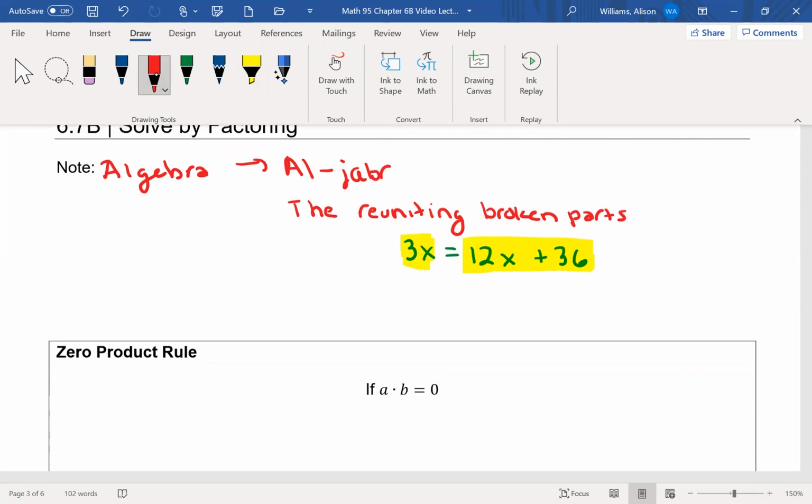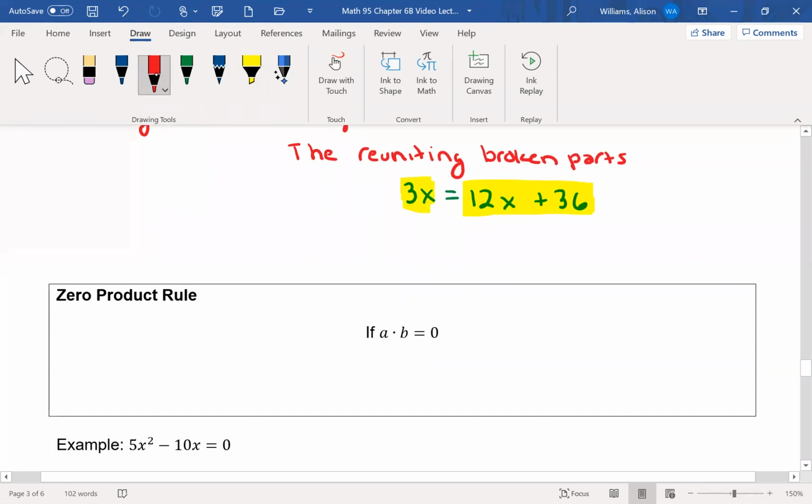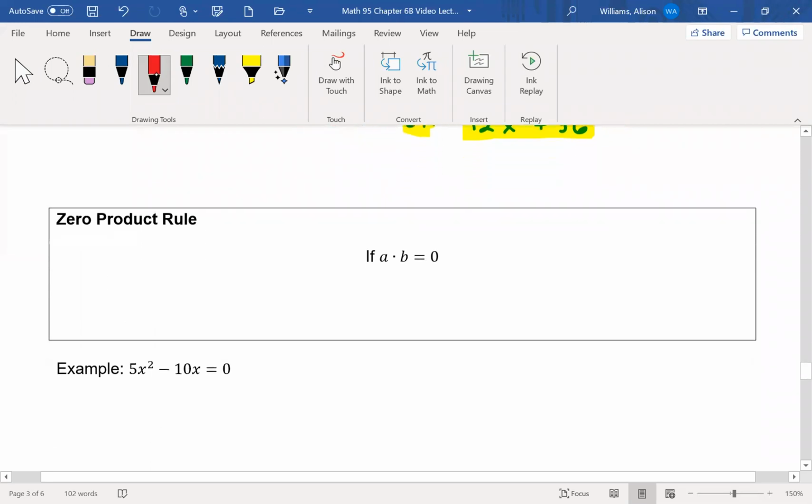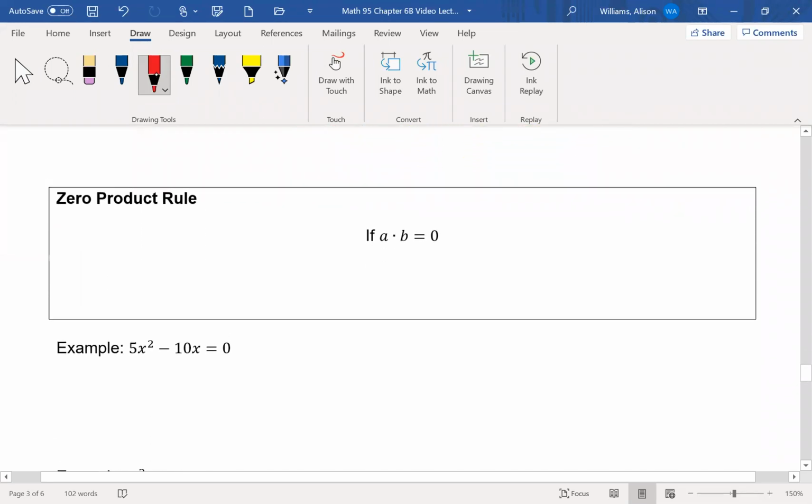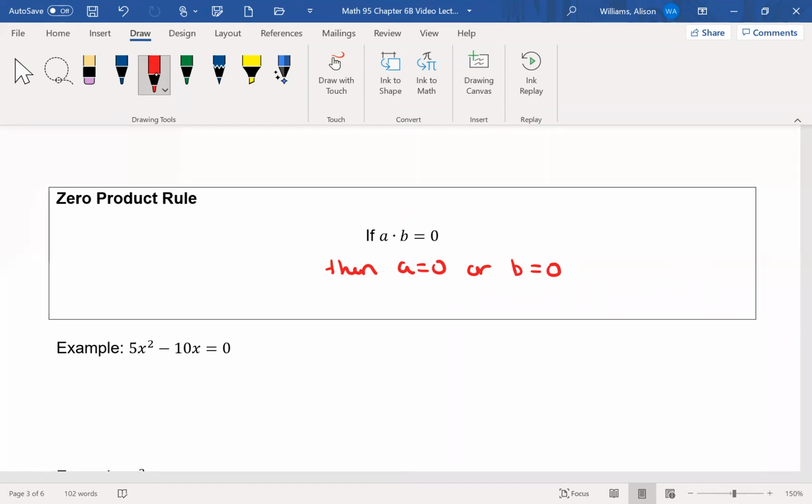Before we do that, we have to learn something called the zero product rule. If I told you that A times B equals 0, that two numbers multiply to be 0, you know one of those numbers has to be 0. Either A equals 0 or B equals 0. One or the other has to be true. Maybe they both equal 0, but at least one of them has to be 0 in order for that statement to be true. So what's powerful about it is if you have two things that are multiplied and equal 0, it tells me information about those two numbers.